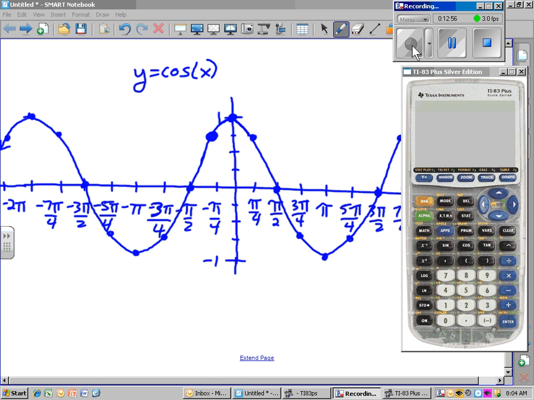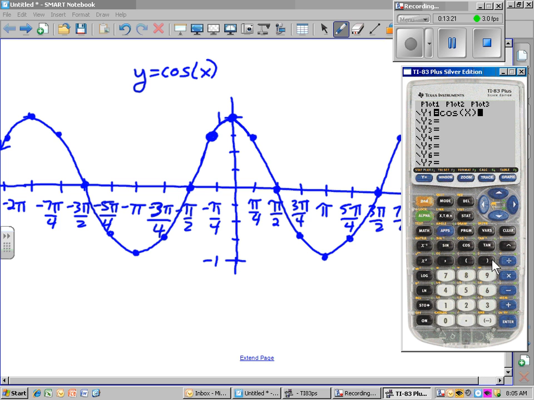All right, so let's take a look at the graph on our calculator. Okay, we can graph it on our calculator. Cosine of x. Oops. There we go.